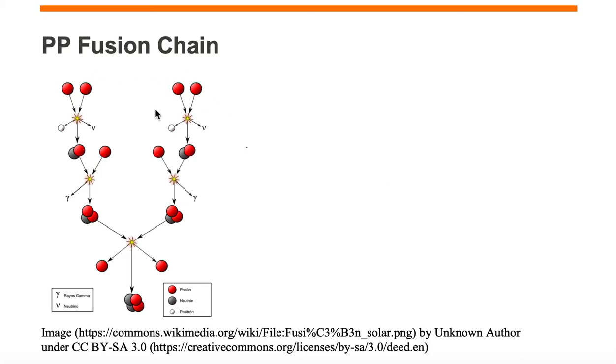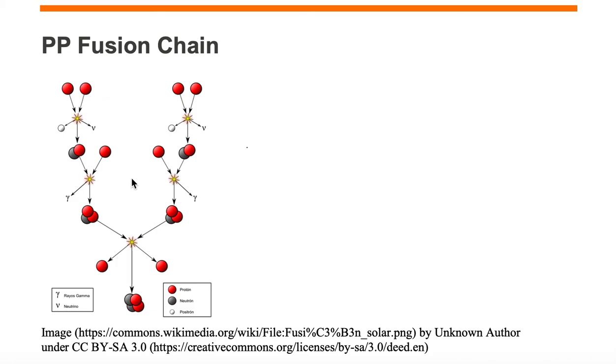A hydrogen atom generally has a proton in it with an electron orbiting it, but the electron's mass is so much less massive compared to the proton that we basically ignore the electron's mass. So we have 4 protons that will fuse together to ultimately generate 1 helium nucleus.